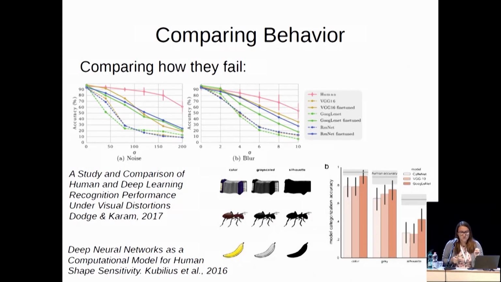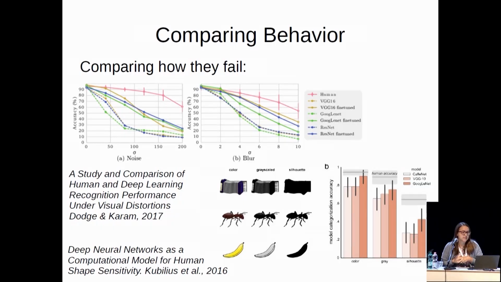You can also compare behavior by looking at how the models fail. Here, I'm showing an example of adding pixel-wise noise to the images, or blurring them, so decreasing the resolution. This is a situation where the models are a little bit different from human data, because humans are actually pretty robust to these types of perturbations, to adding pixel noise and to blurring, whereas the model performance falls off pretty quickly as you do that.